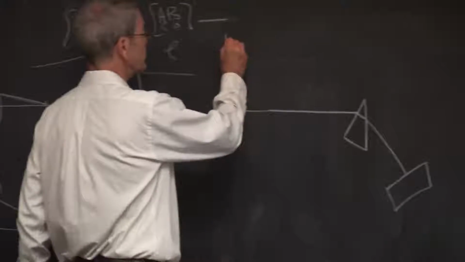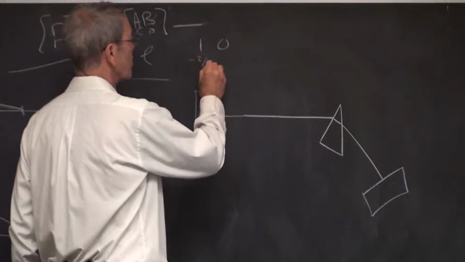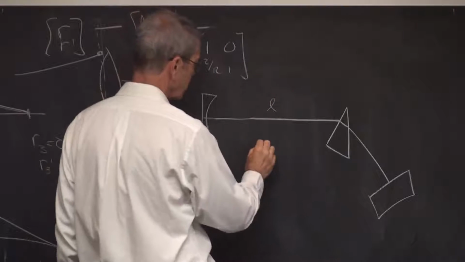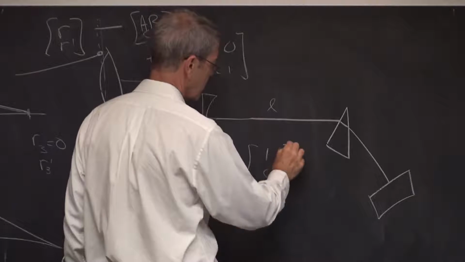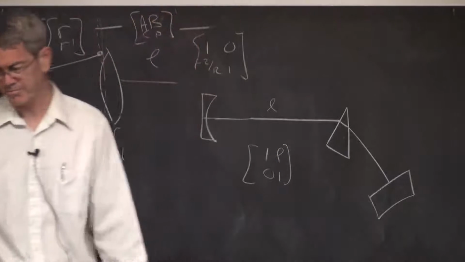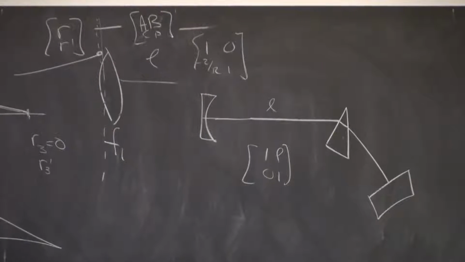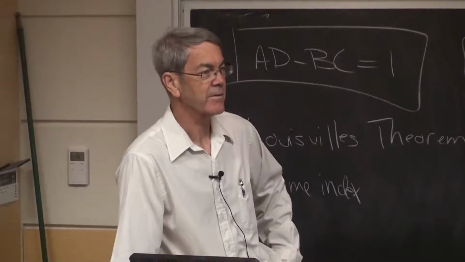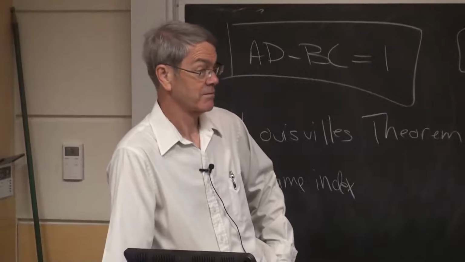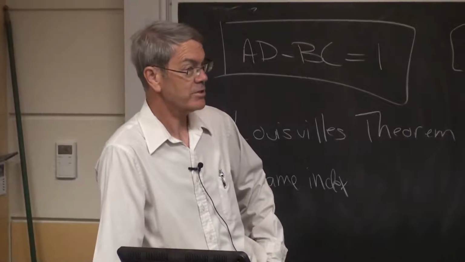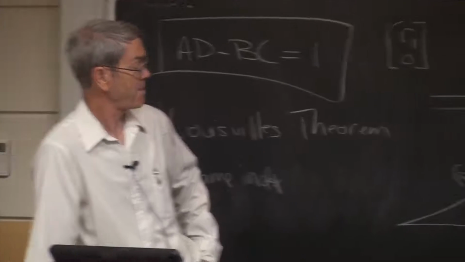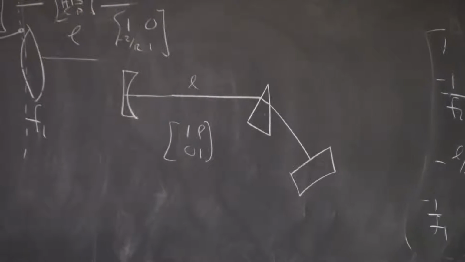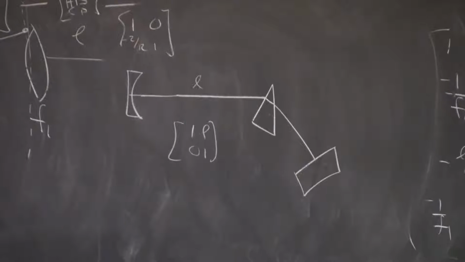This is pretty easy. This is just 1, 0, minus 2 over R, 1. I know this distance. So this is just going to be my distance matrix. How would I do a prism? Any thoughts on that? Yeah. 2 lenses. 2 lenses? Does it focus? It's a trick question. It's evil.